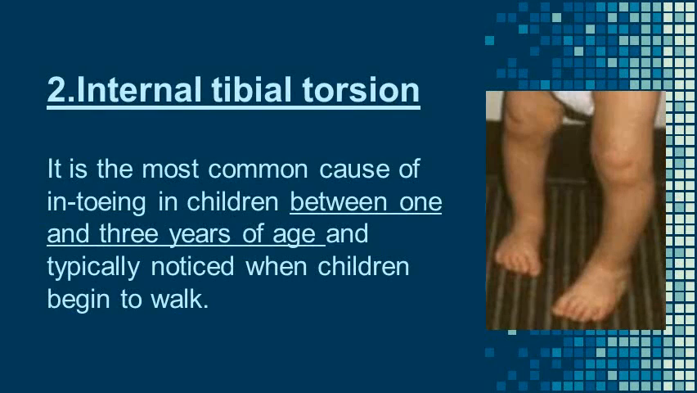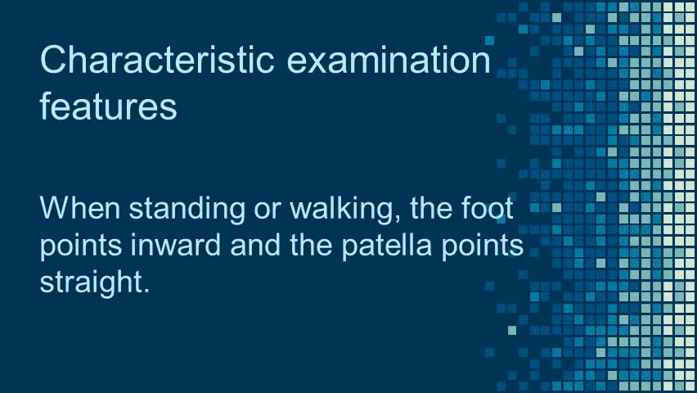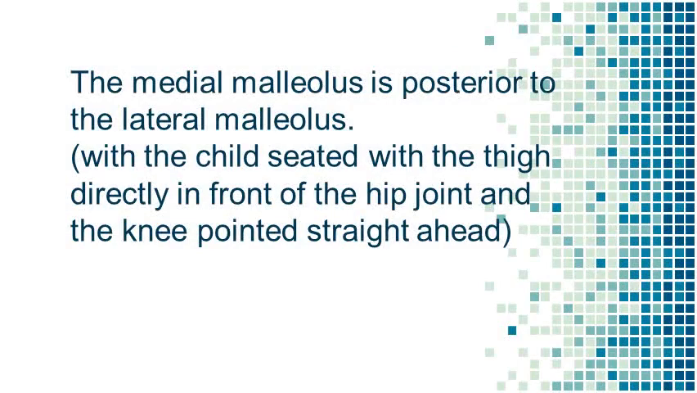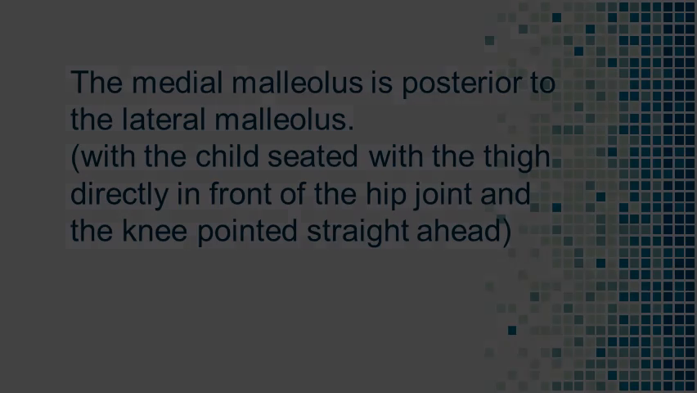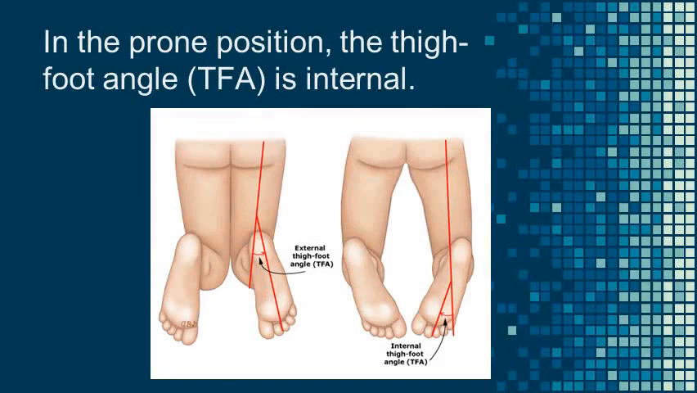Second is the internal tibial torsion. It is the most common cause of TOEING in children between 1 and 3 years of age, and it is typically noticed when the children begin to walk. Common clinical features: when standing or walking, the foot points inward and the patella points straight. The medial malleolus is posterior to the lateral malleolus when the child is seated with the thigh directly in front of the hip joint. And in the prone position, the thigh-foot angle is internal.